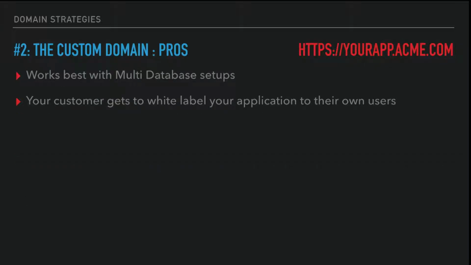So the next approach would be the custom domain. I know in the enterprise this is very, very popular, where they want to host everything on their actual domain, so yourapp.acme.com. This works best with the multiple database approaches. And the biggest pro is that your customer gets to white label their domain, which is huge for them, but it comes with some trade-offs as well.